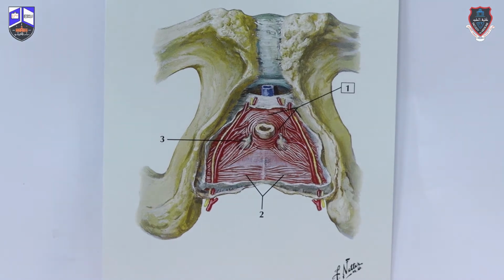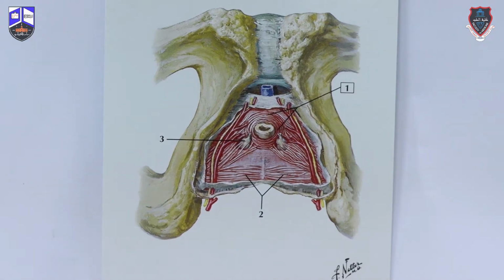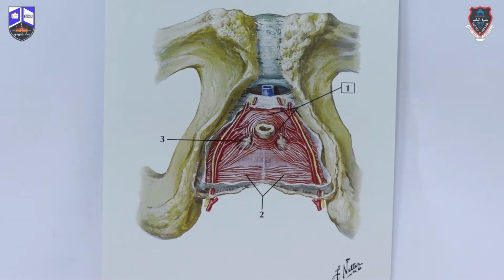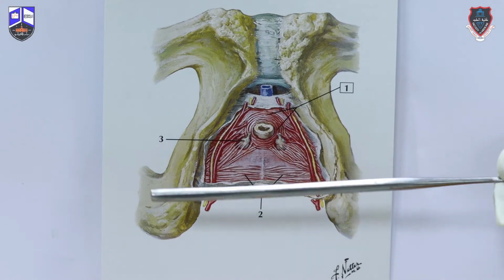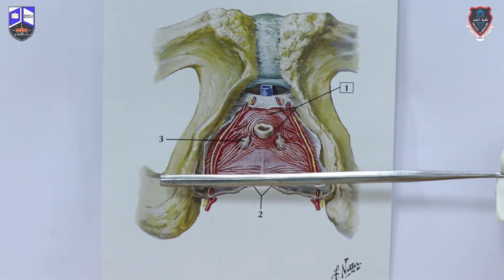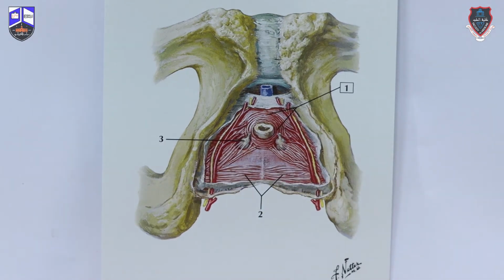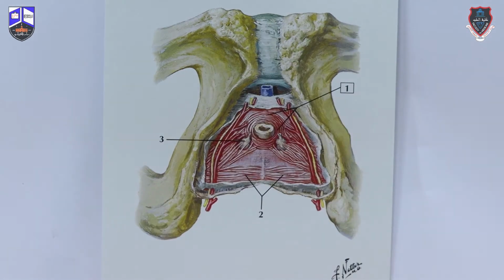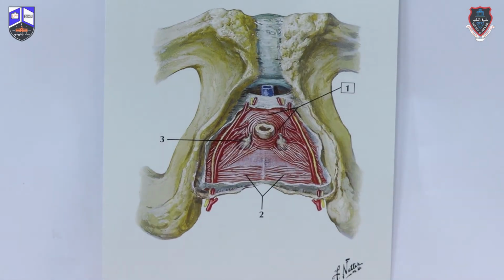Okay, before we discuss the details of the male urogenital region, the male urogenital triangle is the area that is found in front of the line adjoining the two ischial tuberosities. Now you are viewing the male urogenital triangle from below.